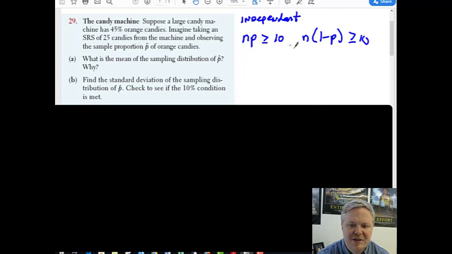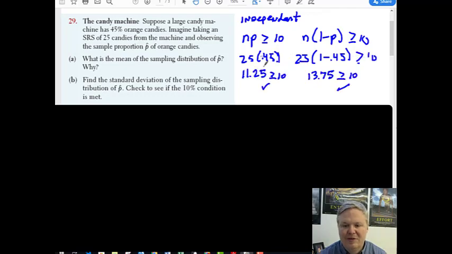So let's see, is n times p, well, here n is 25 times p of 0.45, greater than 10? And the same way here, n times 1 minus p, so 1 minus 0.45, and n is 25, is that greater than or equal to 10? All right, by doing that, we see 11.25 is greater than or equal to 10. So yes, we have at least 10 successes. Yes, we have at least 10 failures. So therefore, we know our condition is met.